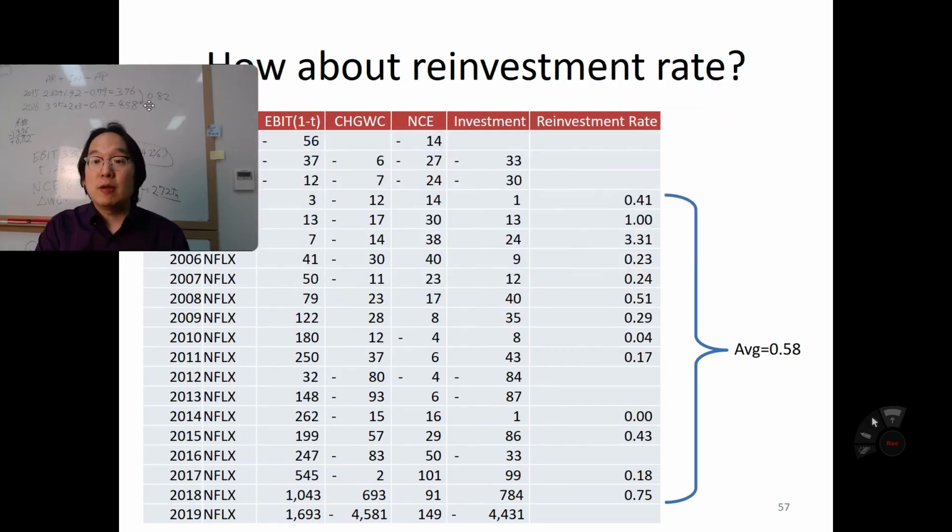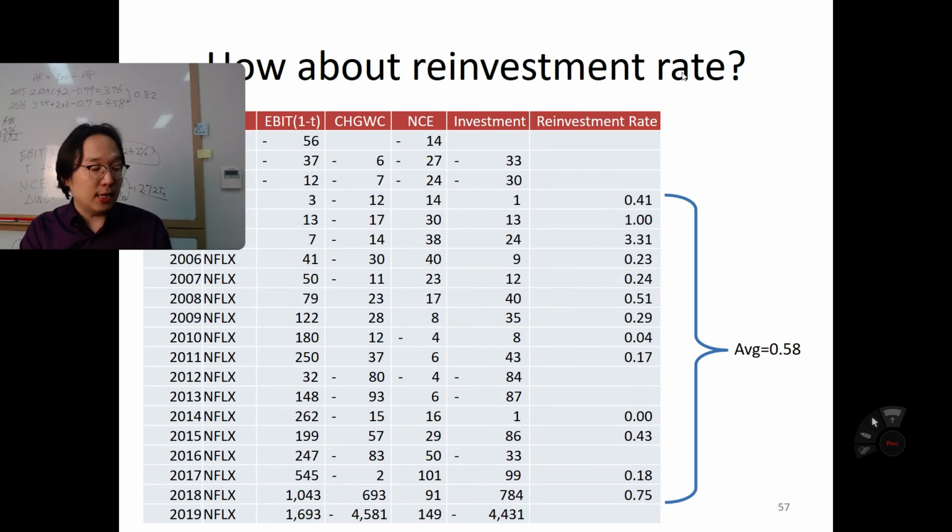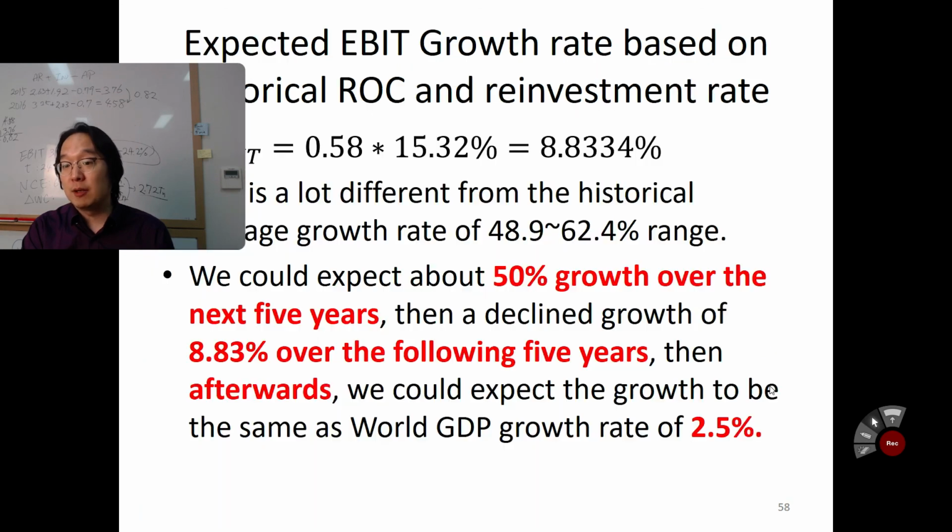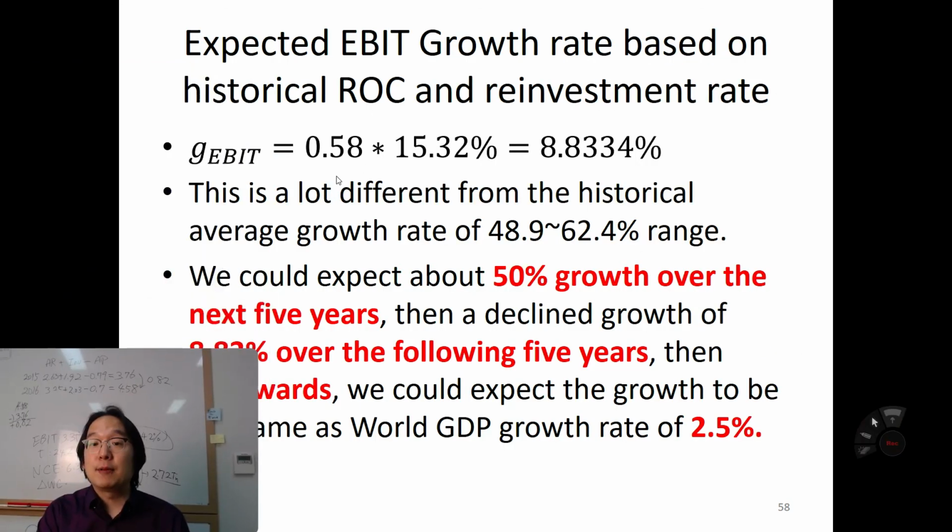Now, how about the reinvestment rate? Yes, so take the average of these, the ones I'm missing. Take the average, 0.58, right? Now I have all this information about economic fundamentals. I just have to multiply it by the average ROC, 15.32%, to get the growth rate, justified by this ROC and reinvestment rate historically. So my best guess, or average expected EBIT growth rate based on this fundamental, is 8.83 percent.